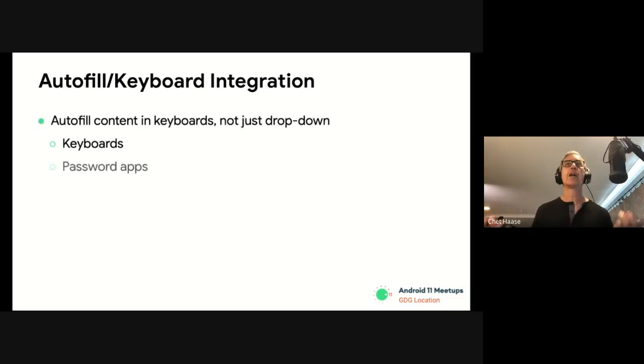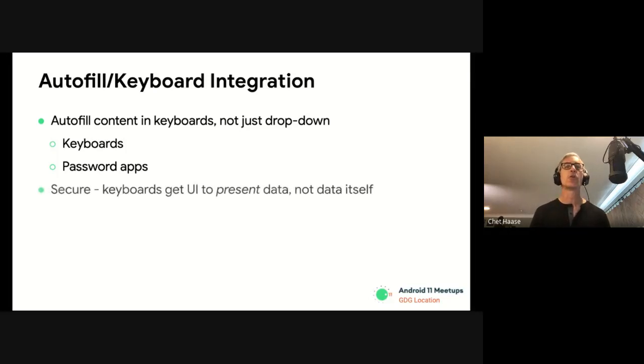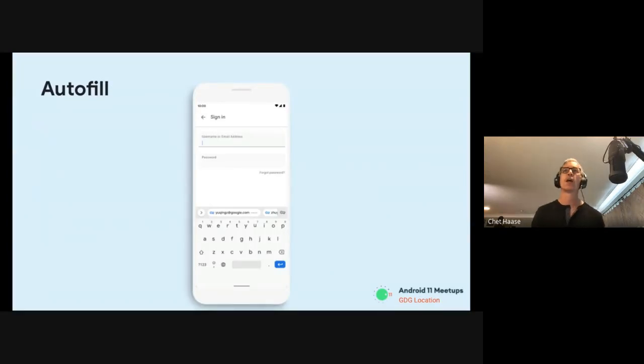So this has implications for both sides of the equation, both the keyboards, if you're writing a keyboard app, as well as password apps, which is where the autofill functionality comes in. So the password app is responsible for populating the information about that content, and then the keyboard is responsible for showing that content. I should point out too that this is secure. It's not about actually passing the content back and forth, because that might be a problem. But instead, it's about passing UI that displays the content. So it looks something like this.